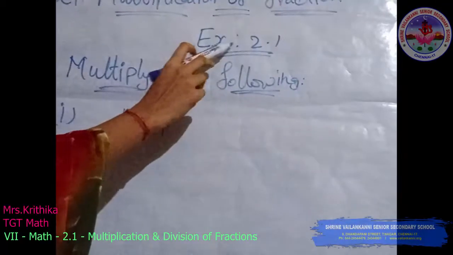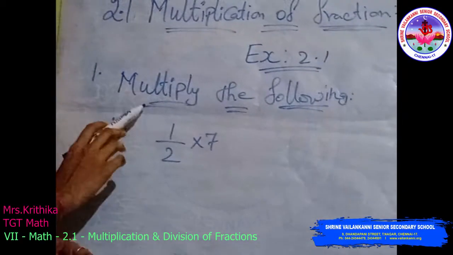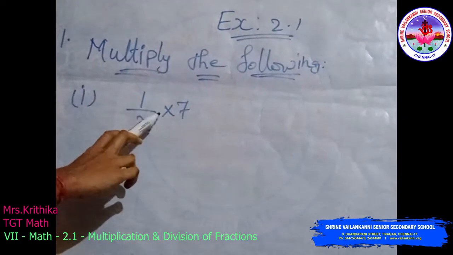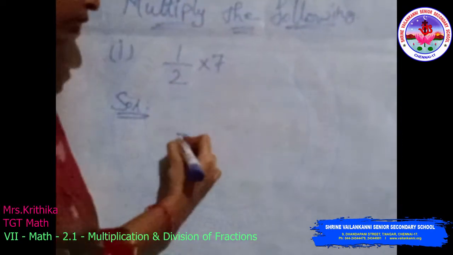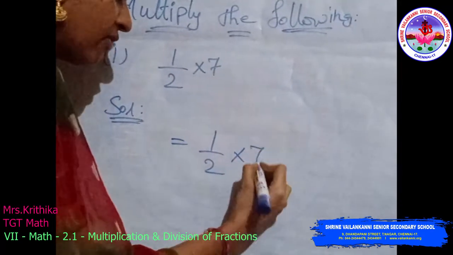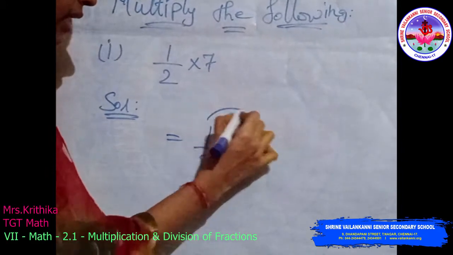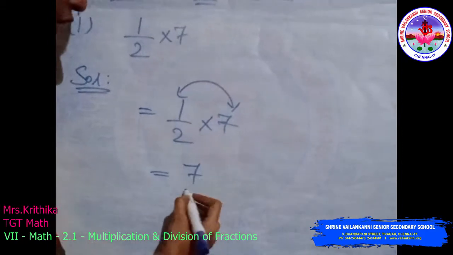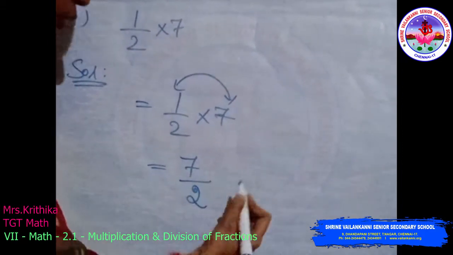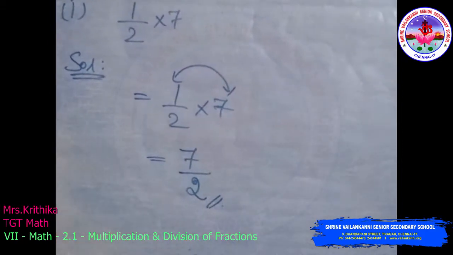Next, exercise 2.1. The first question is multiply the following. The first one is 1 by 2 into 7. Solution: 1 by 2 into 7. You can multiply 1 and 7. 1 sevens are 7. The denominator is same, 2. This is the answer.